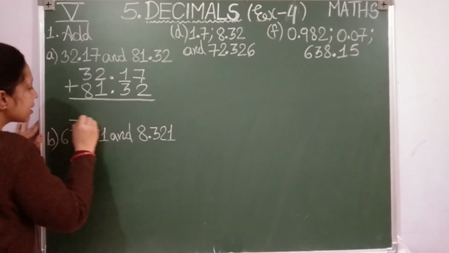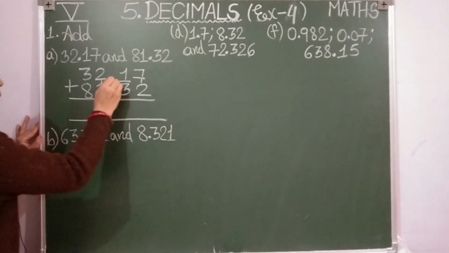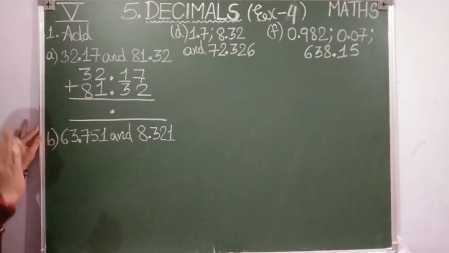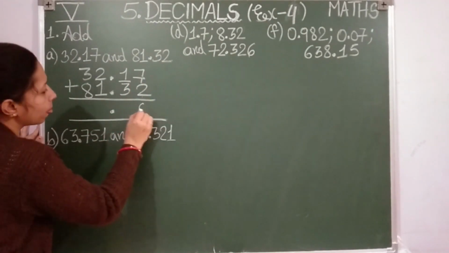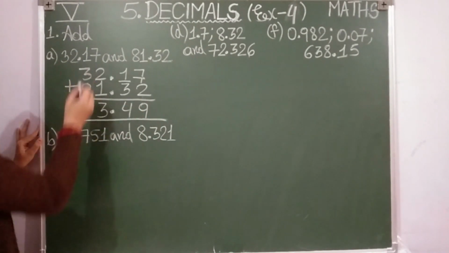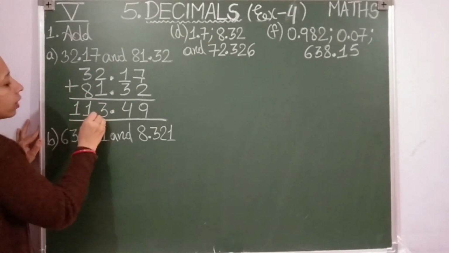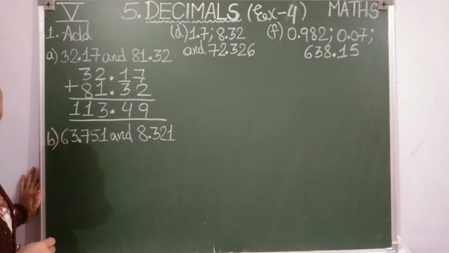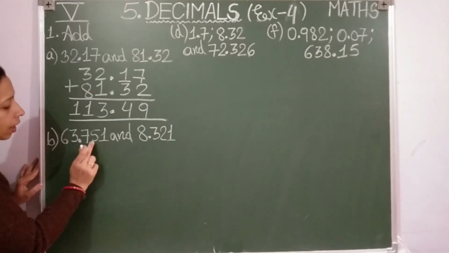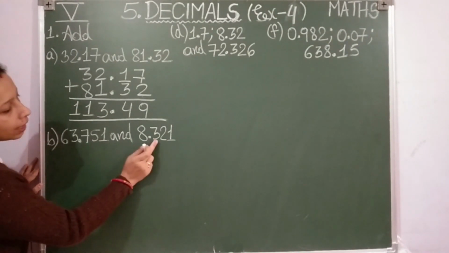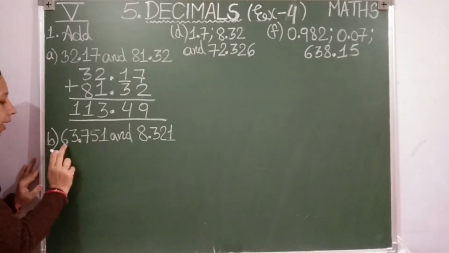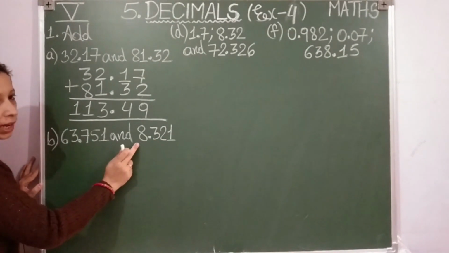How to add, students? First of all, put the point below point. Here a point is given, again here the point is given, now put the point here. Now you can simply add: 7 plus 2, 9; 3 plus 1, 4; 2 plus 1, 3; 8 plus 3, 11. See students, we got our answer. Answer is 113.49. Clear? Again let us see this number after decimal: tenths, hundredths, thousandths. But look here, whole number: here it is tens and ones, and here it is only ones.